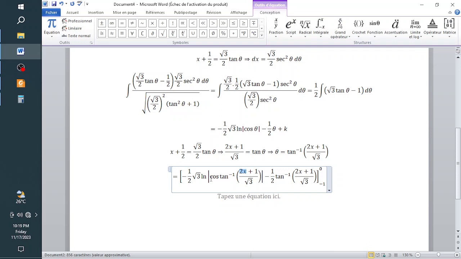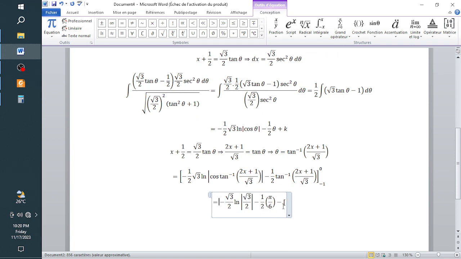And then cosine of 30, so let me just put here, we have negative root 3 divided by 2. The ln of the absolute value of the cosine, this is still the upper bound. The cosine of 30 is root 3 divided by 2. Yes, absolute value. Okay, minus half. Now tan inverse of 1 divided by root 3 is 30 degrees, which is pi divided by 6. Okay, minus. Now let us fit the lower bound.